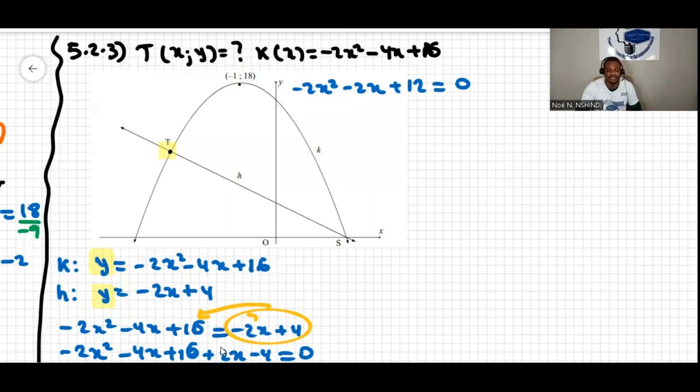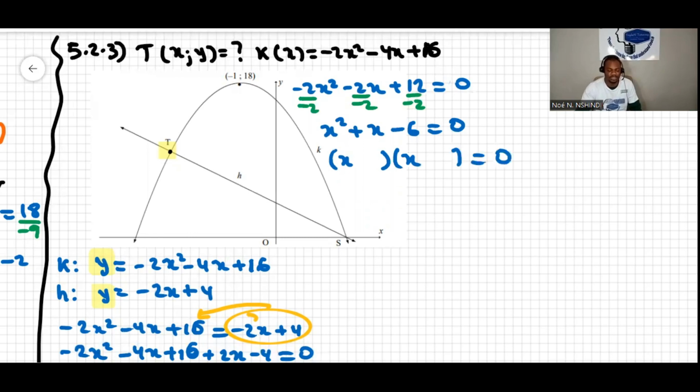Now we can divide the whole equation, because it is a multiple of 2, maybe negative 2. I can divide the whole equation by negative 2, and this will be x squared plus x minus 6 equals 0. Then we can solve this by factorization. I put an open bracket with x, and another open bracket with x, equals 0, because the leading coefficient here is just 1.